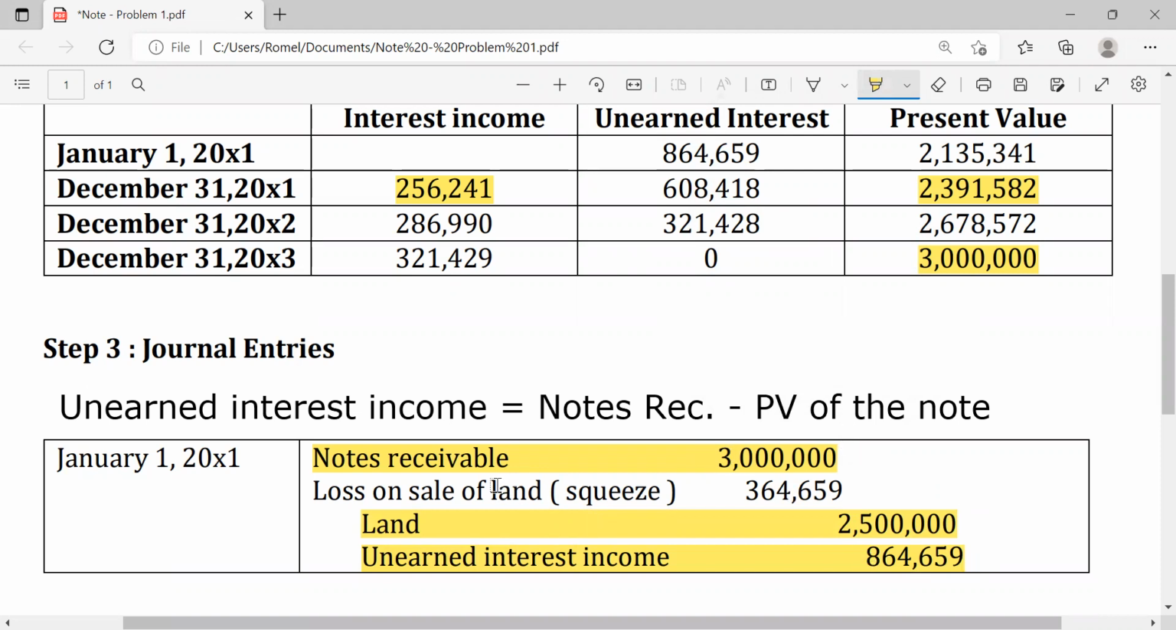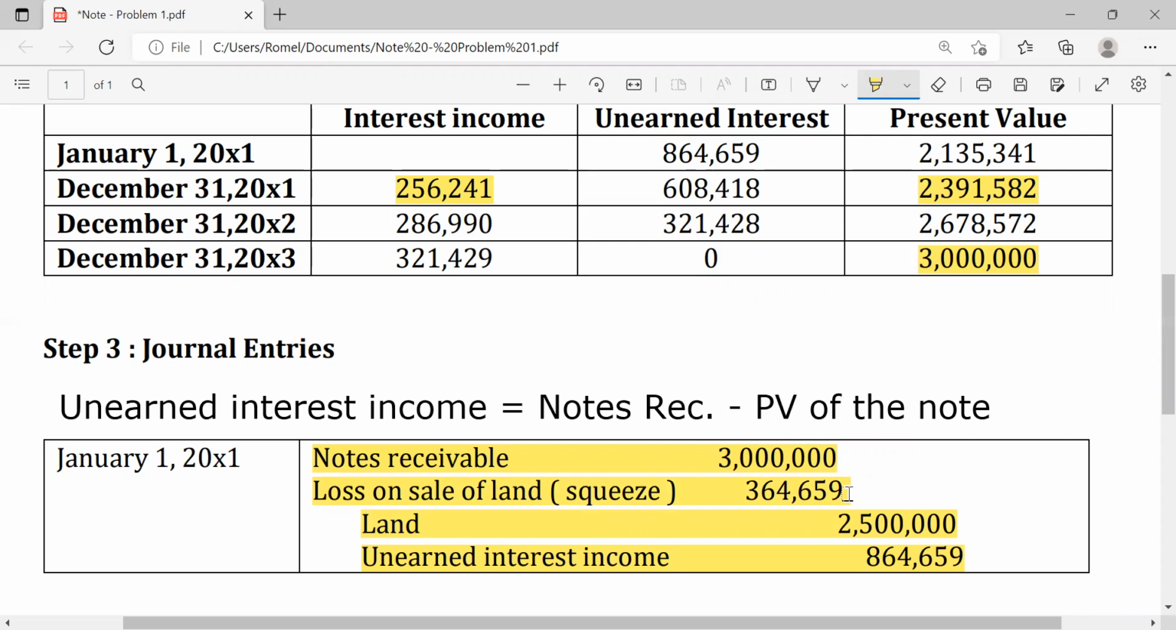So, hindi nagbabalance ang debit at credit. So, dapat meron tayong squeeze account, an account that will balance the debit side and the credit side. So what is the squeeze account that will balance the debit and the credit? Ito, loss on sale of land, 364,659.